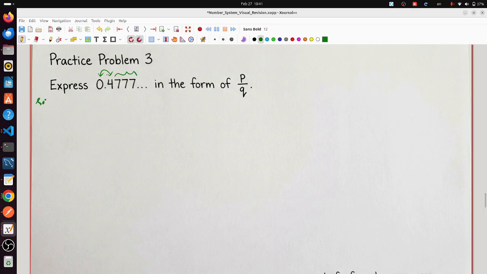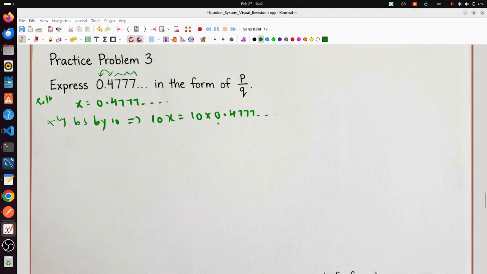Now x equals, they have given 4.777 dot dot dot. Now multiplying both sides by 10, what will we get? 10x equals 10 into 0.4777 dot dot dot. Further if we simplify, what will we get? It will shift here, right? Now we'll get 4.7777 dot dot dot.